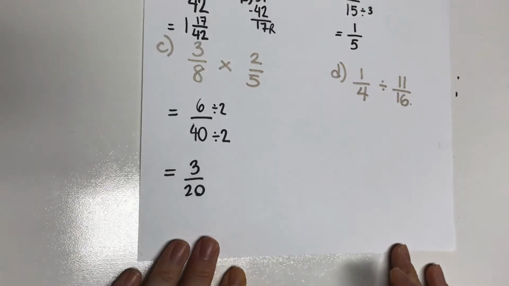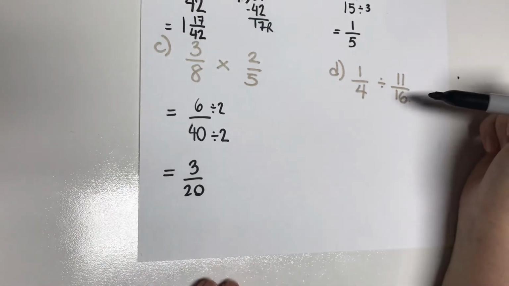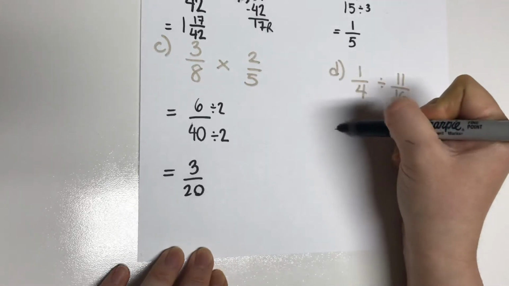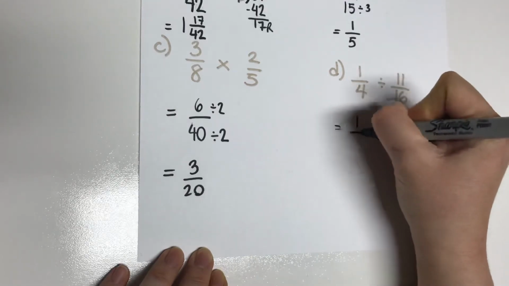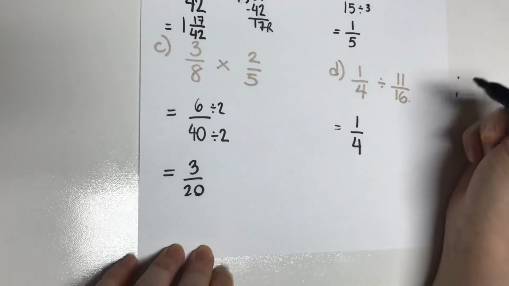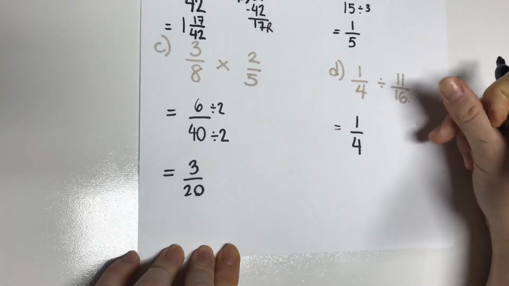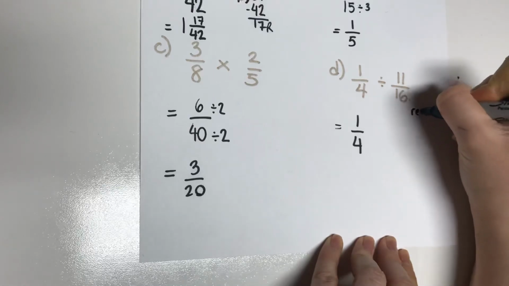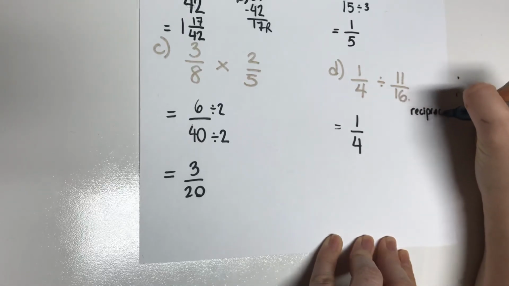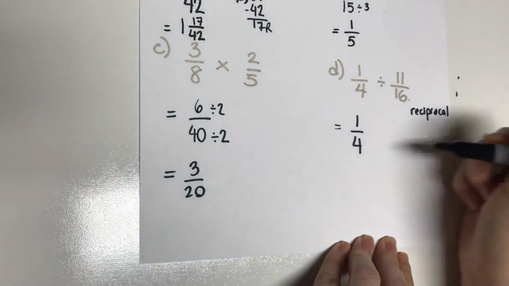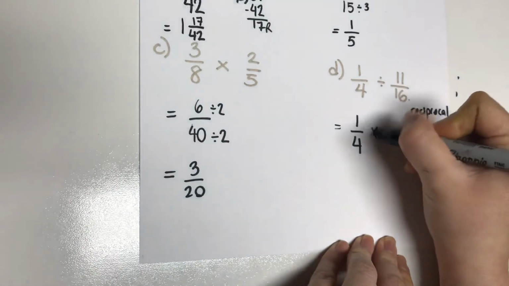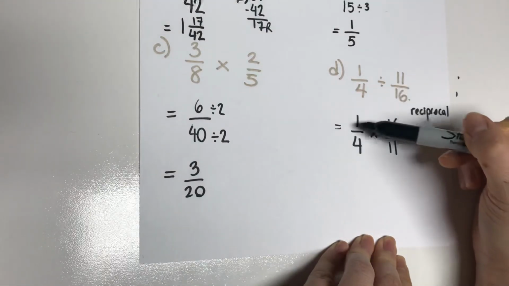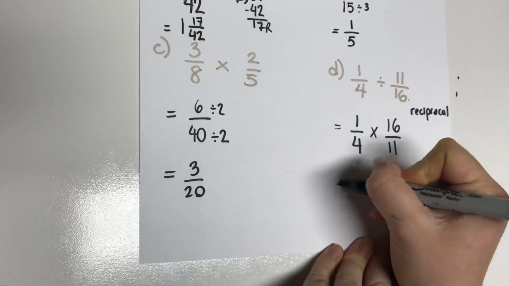And for division, I actually want to change this division question into a multiplication question. So I'm going to keep the first fraction the way it is, but the second fraction I'm actually going to flip. So we call that flip the reciprocal. Whenever you switch the numerator and denominator, we call that the reciprocal, and we're going to change the operation to multiplication. So this fraction changed, this one stayed the same, and our operation changed to multiplication.